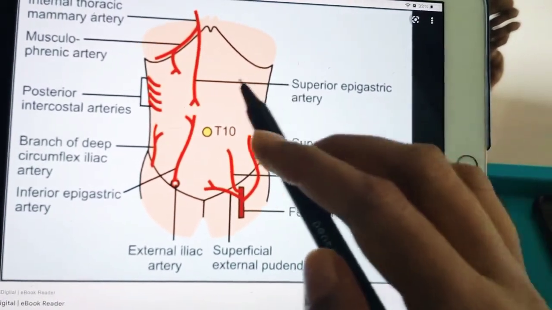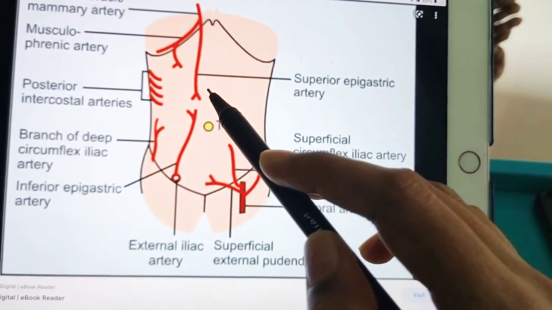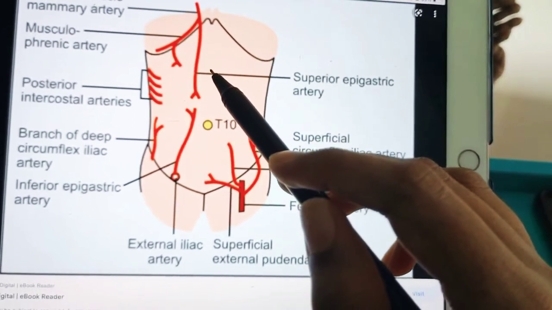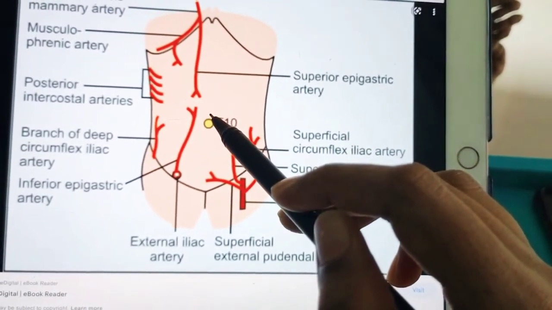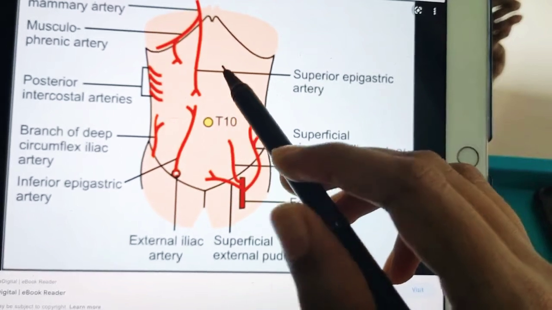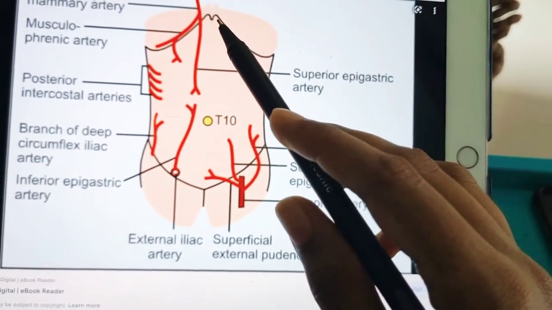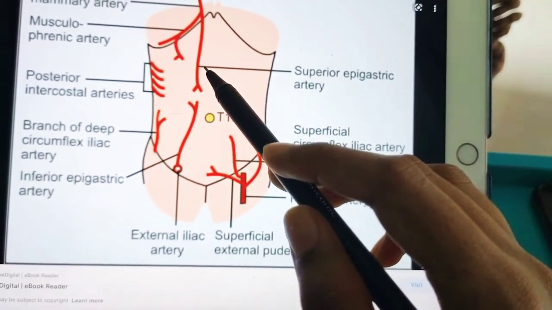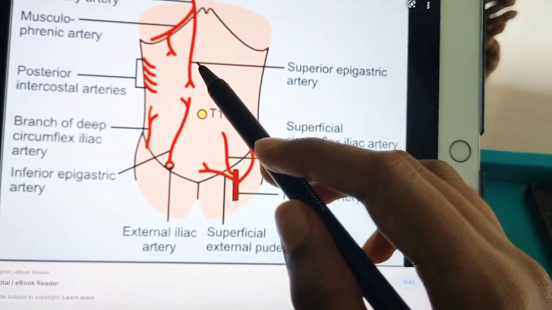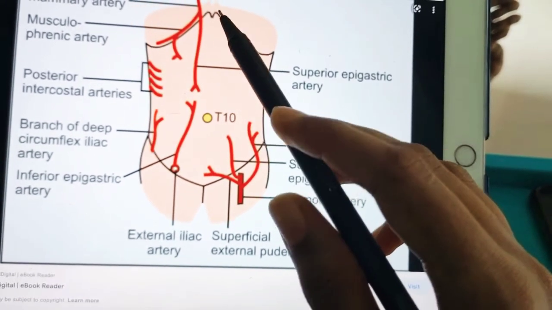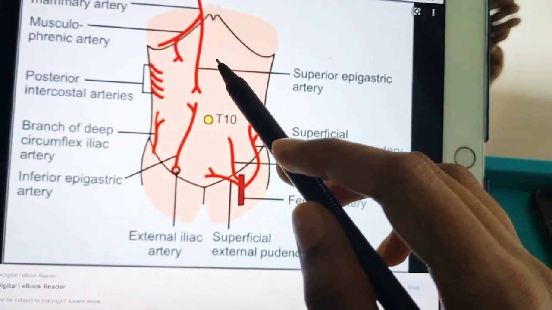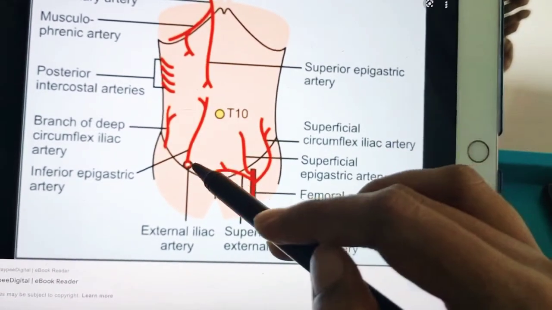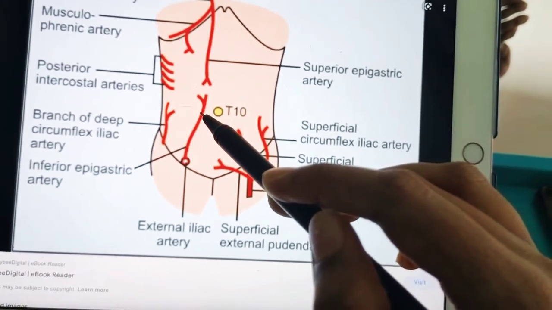So first let us discuss the superior epigastric artery. It is one of the two terminal branches of the internal thoracic artery. It begins in the 6th intercostal space and enters the abdomen by passing behind the 7th costal cartilage, between the costal and xiphoid origins of the diaphragm. It enters the rectus sheath by crossing the upper border of transversus abdominis. Within the sheath it turns vertically downward, supplies the rectus muscle, and ends by anastomosing with the inferior epigastric artery. You can see the anastomosis between the superior epigastric artery and inferior epigastric artery.